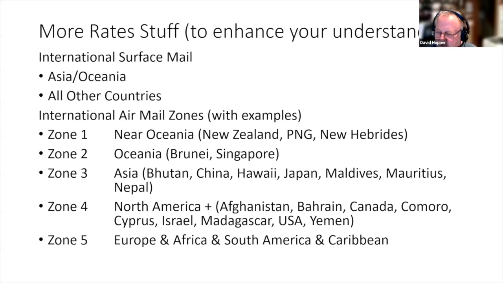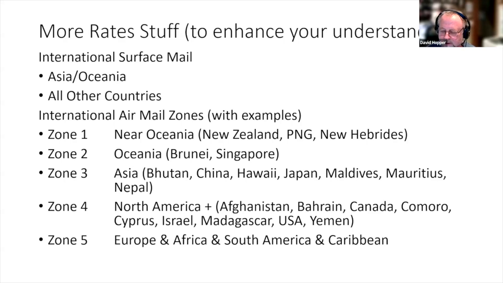So airmail rates. Did I fix my spelling mistake, Steve? Yes, I did. So Zone 1 is what I call near Oceania: New Zealand, PNG, New Hebrides. Zone 2 is further away Oceania, including Brunei and Singapore for some odd reason. Asia sounds like more Asian countries, but Hawaii's caught in Asia at this time. North America, plus all these oddball ones: Afghanistan, Bahrain, the Comores, Cyprus, Israel, Madagascar.